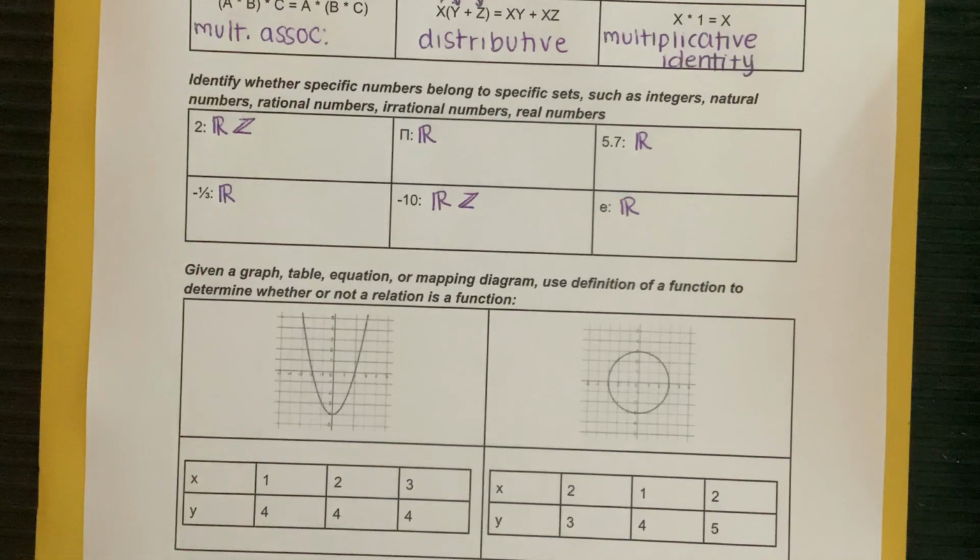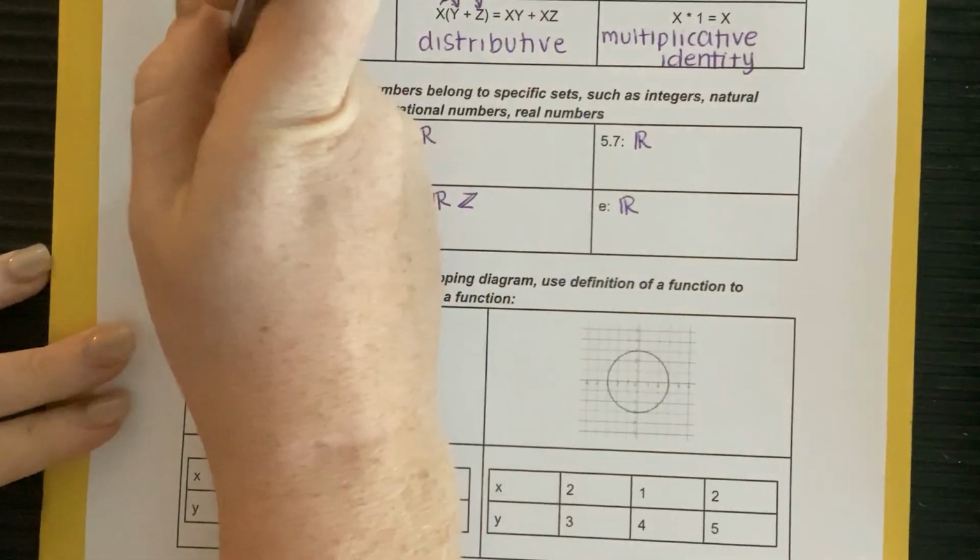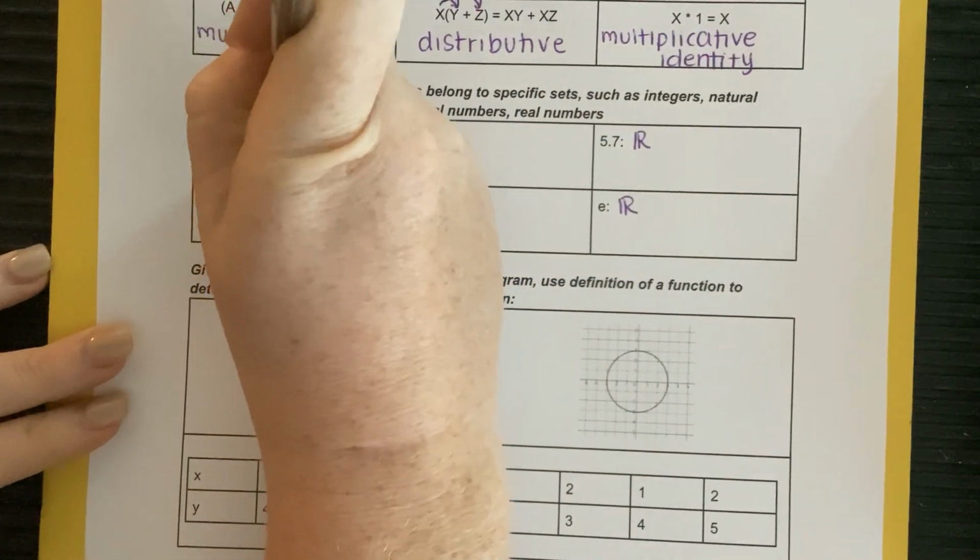Natural numbers are your counting numbers, only positive. 1, 2, 3, 4, 5, 6, 7, 8, 9, 10, so on and so forth. All right, so our only natural number here is 2.